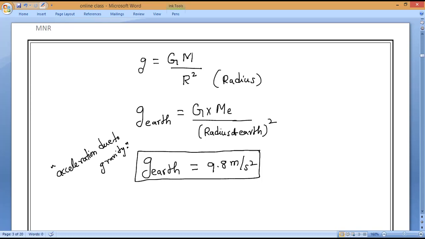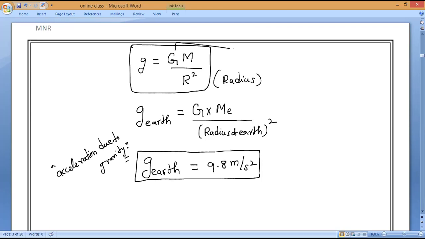So what is the formula? First, at least learn the equation. What is the small g formula? Small g is equal to capital G into capital M divided by R square. Do all of you understand? See, small g means acceleration due to gravity.